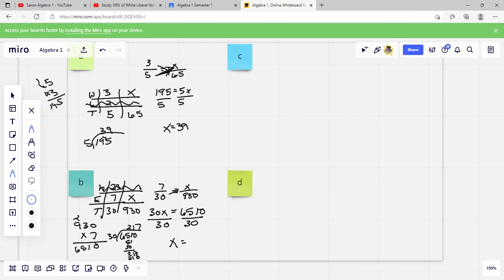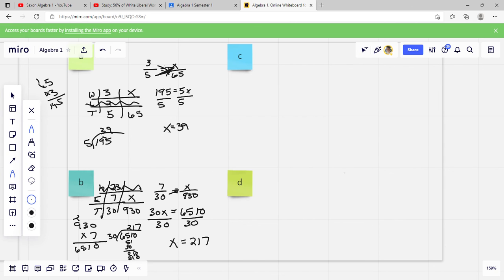X should equal 217. Double check that one. And that won't be as hard if you're doing it on your calculator. Yep, that's right. Okay, these next are some number line ones.